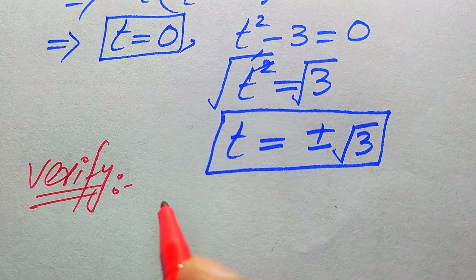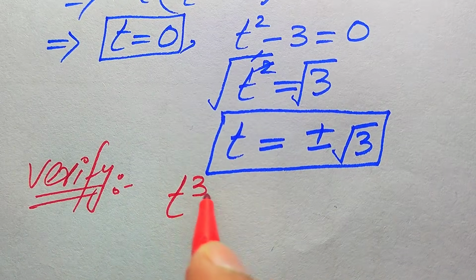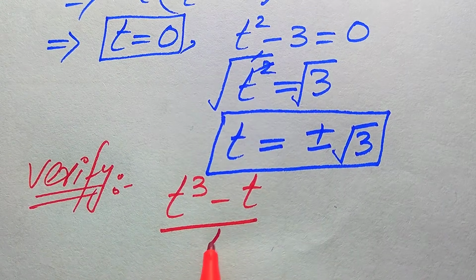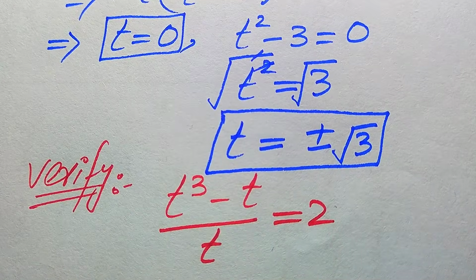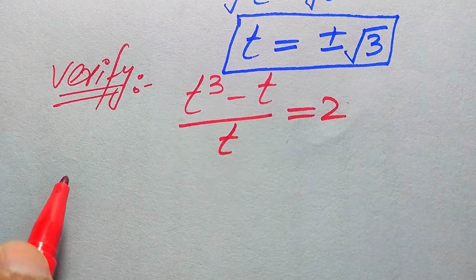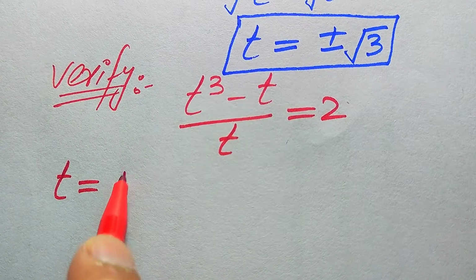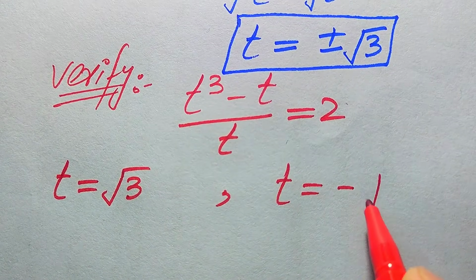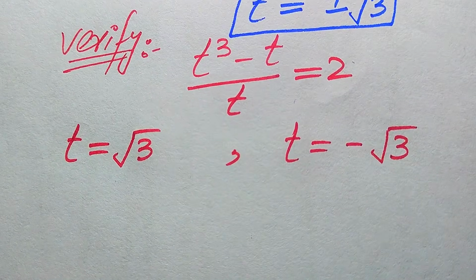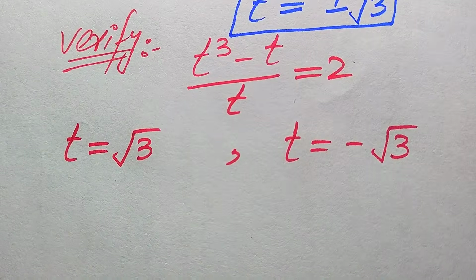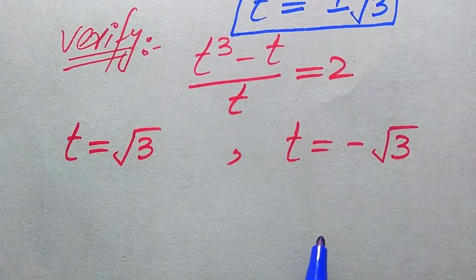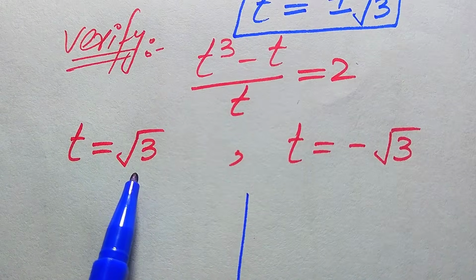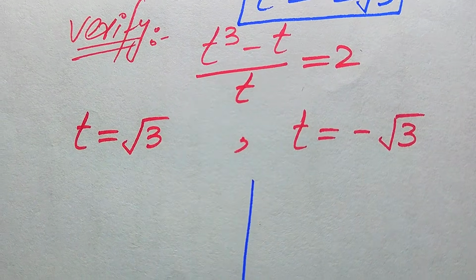So for verification of this we need to copy down the given question statement. Here it is t cubed divided by t cubed minus t divided by t is equal to 2, and on this side we will verify t is equal to plus square root of 3, and on this side we will verify t is equal to minus square root of 3. So first these two roots and then we verify our third root. Here first we substitute t equal to square root of 3 and we check its behavior.